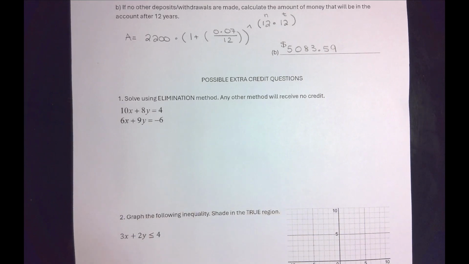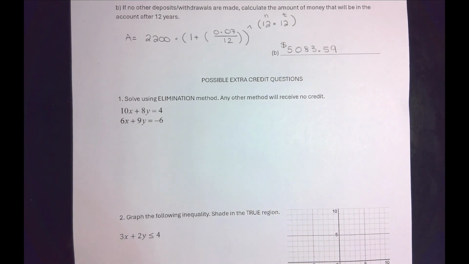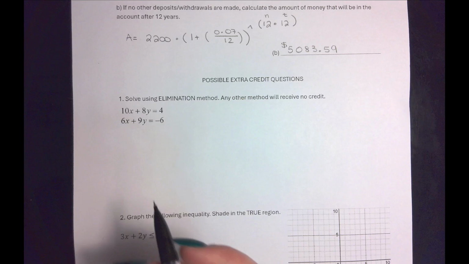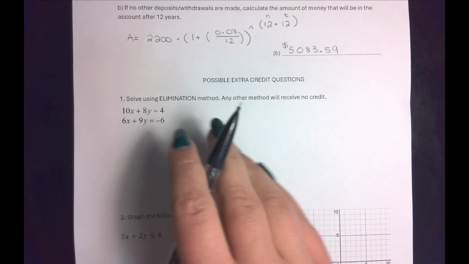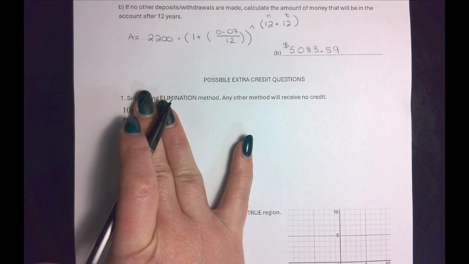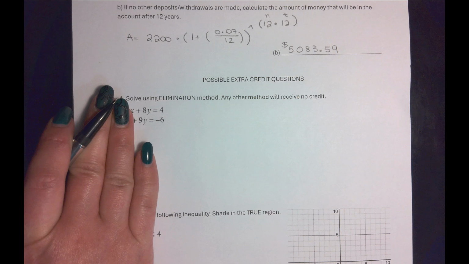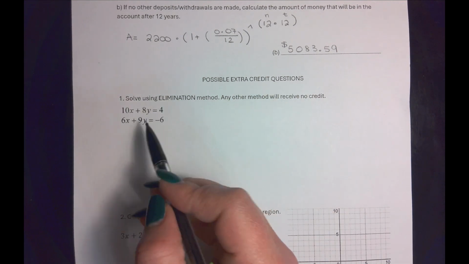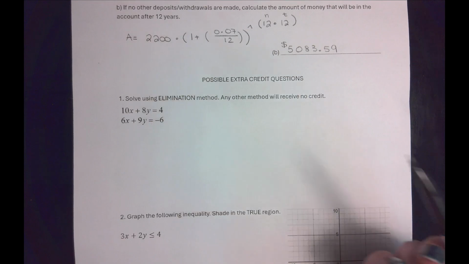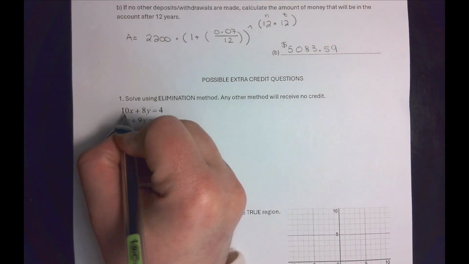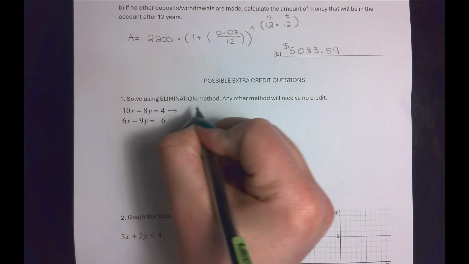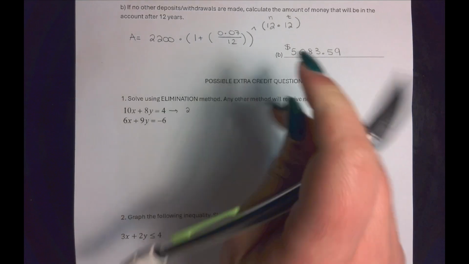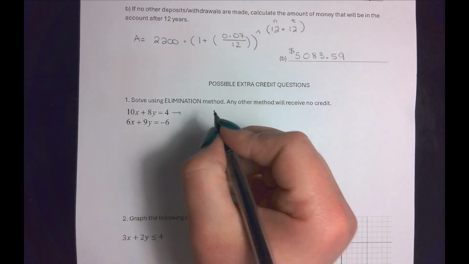Question number 1 is asking for you to use elimination. Any other method will receive no credit. We're going to choose two variables. I have an x and an x, or I have a y and a y. And I'm noticing that none of my numbers are the same, which is a shame. I have 10 and 6. I have 8 and 9. I'm going to choose x's, so I'm going to multiply everything here by, not by 2, I'm going to multiply everything here by 3.